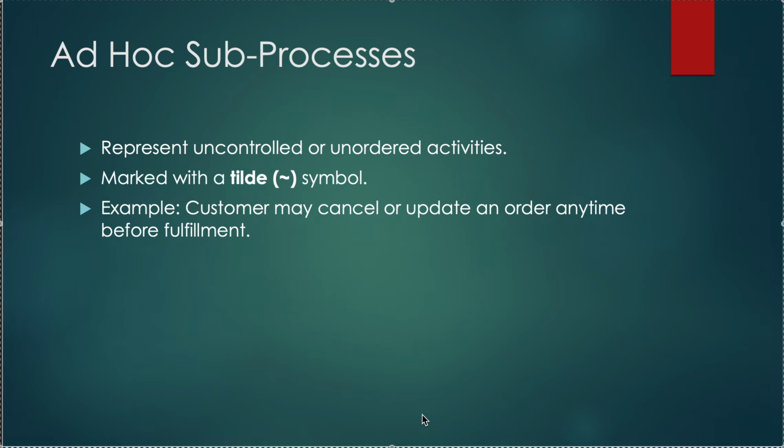Next, we have ad hoc sub-processes used when tasks can happen in any order or even multiple times. They are marked with a tilde symbol. For instance, after placing an order, a customer might cancel, update their details, or check order status. And these actions can occur in any sequence before the order is fulfilled. Ad hoc sub-processes capture this kind of flexibility, what we call uncontrolled repetition.